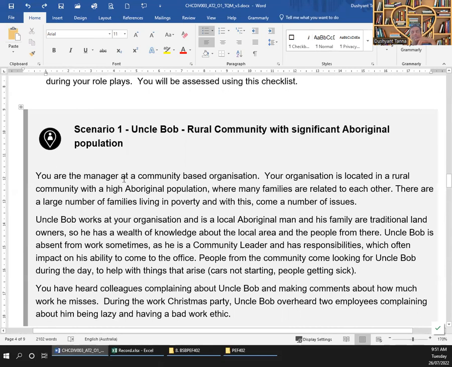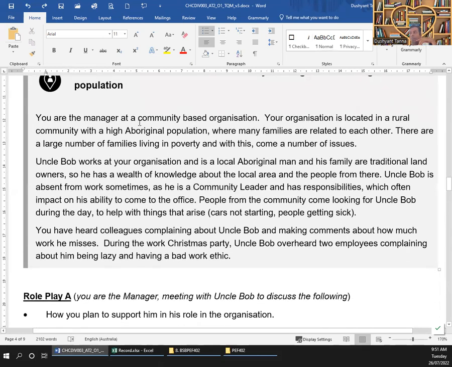Scenario 1, Uncle Bob, the same thing. You are the manager at the community-based organization, located in a rural community with a high Aboriginal population. Many families are related to one another. There are a large number of families living in poverty, and with this comes a number of issues: illiteracy, lack of confidence, lack of proper communication and all that.